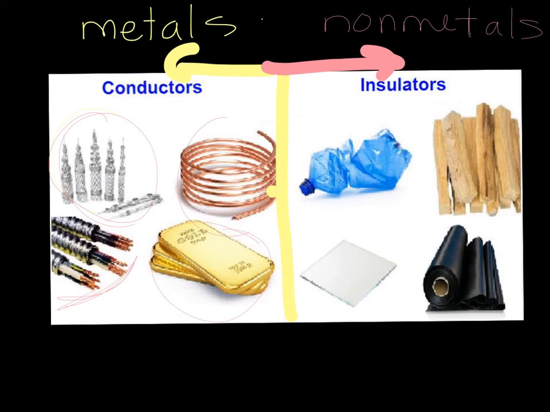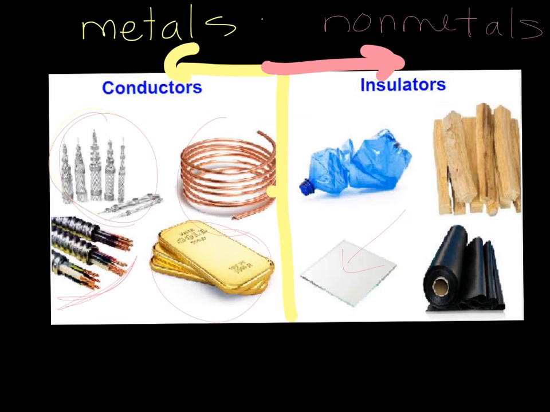Insulators are things like plastics, plastic bottles, plastic bags, glass. This is, I think, a piece of mirror. And you've got wood also. All insulators are things that you think of as not being very good at carrying a charge. And you instinctively know that metals are more likely to shock you than nonmetals are.